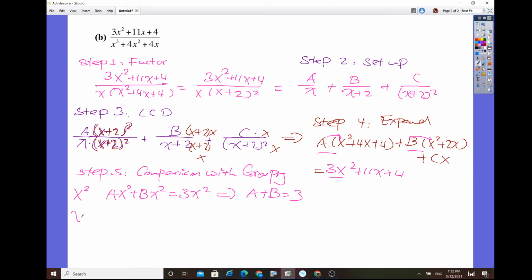And what about the linear term with just one x? So we got a times 4x, or 4ax, and then what else? 2bx.